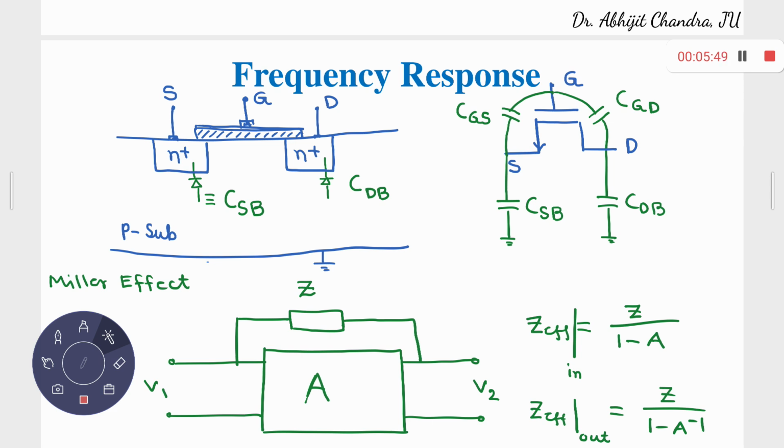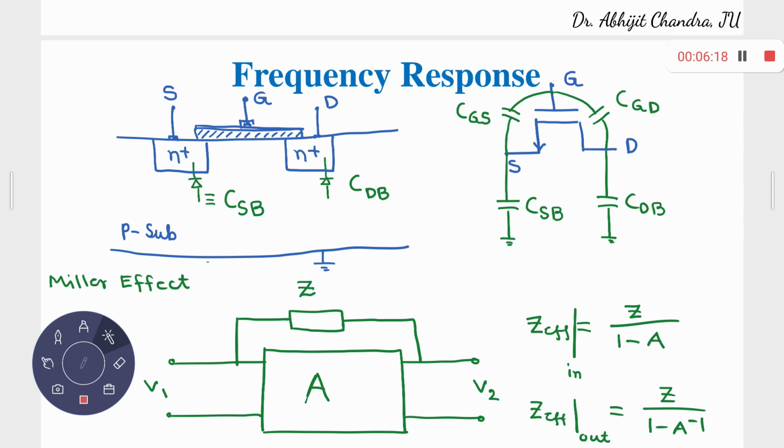One is between gate to source, second one is between gate to drain, third one is between source to body, and the fourth is drain to body. You have four capacitors. So whenever you have some MOS devices, obviously you have to consider all these four capacitors: CGS, CGD, CSB, and CDB. And now you have to consider all these four capacitors in case the two terminals are held at two different potentials.